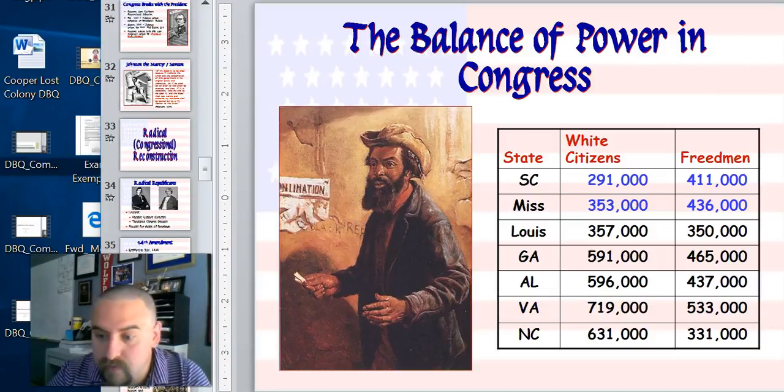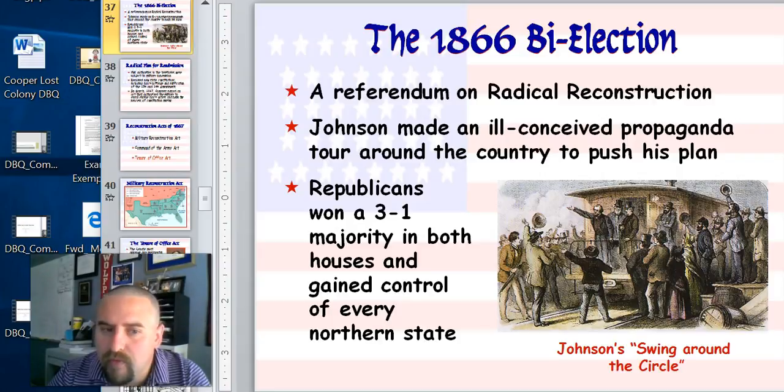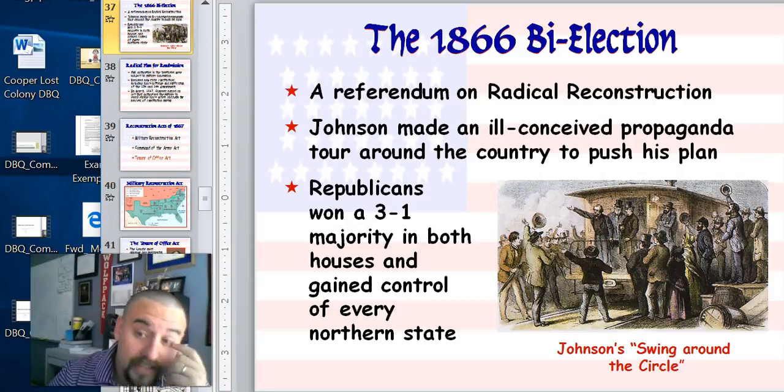They're on equal terms in Louisiana, close to equal terms in Georgia, a little bit less in Alabama, Virginia's less, and about 1/3 of the population of North Carolina. They're still going to have a large voting bloc, especially former U.S. colored troops who are going to be veterans.